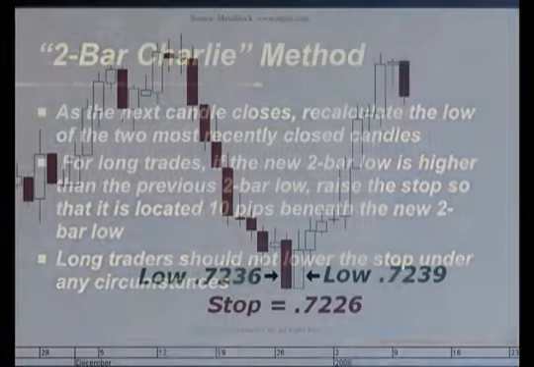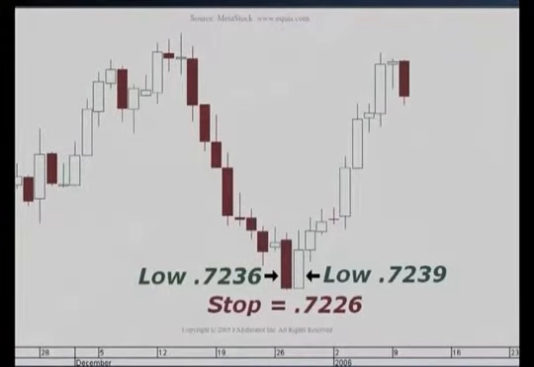Here's the chart. You can see arrows pointing to two candles that are next to each other. Let's assume that the trade begins there. The candle on the left has a low of 7236. The candle on the right has a low of 7239. Out of those two candles, the lower low is 7236. So we'll place our stop 10 pips lower at 7226. That will be the location of our stop.